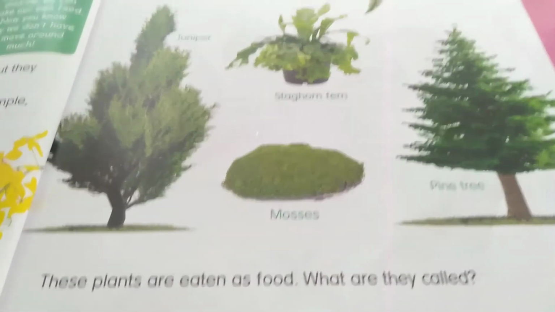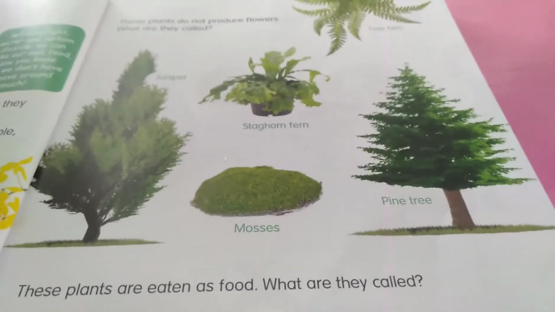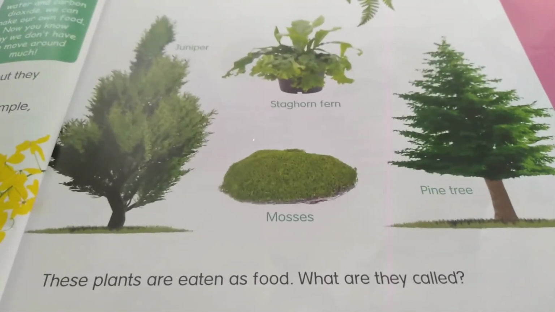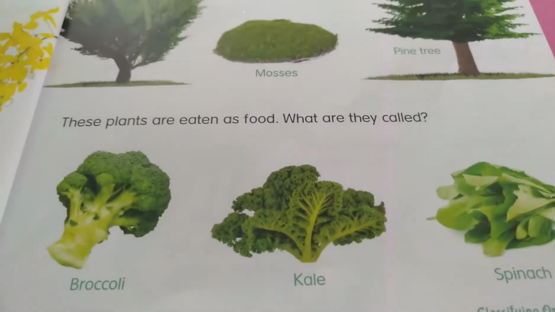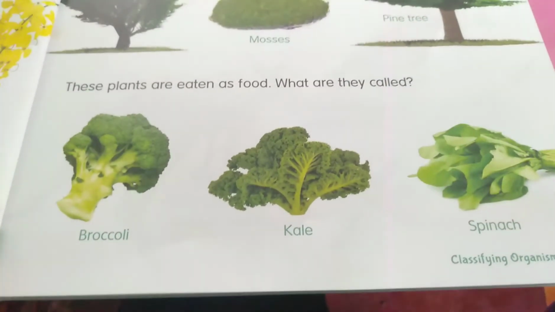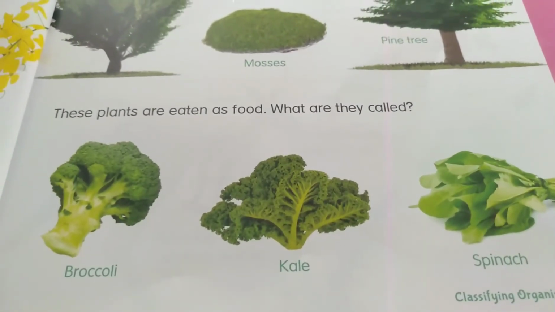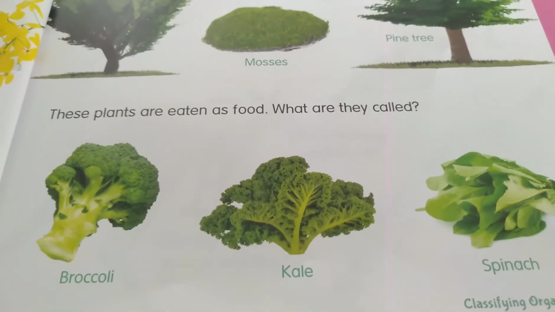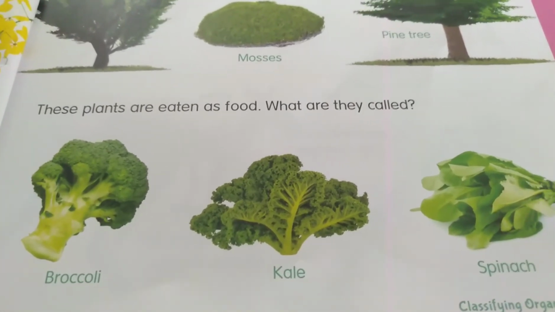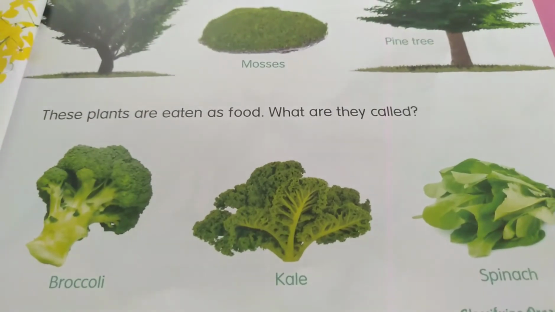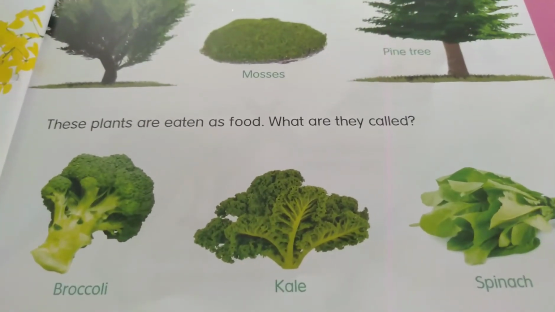Okay, these plants are eaten as food. What are they called? And also this one. These plants are eaten as food. What are they called? Okay, these are broccoli, kale, and spinach.